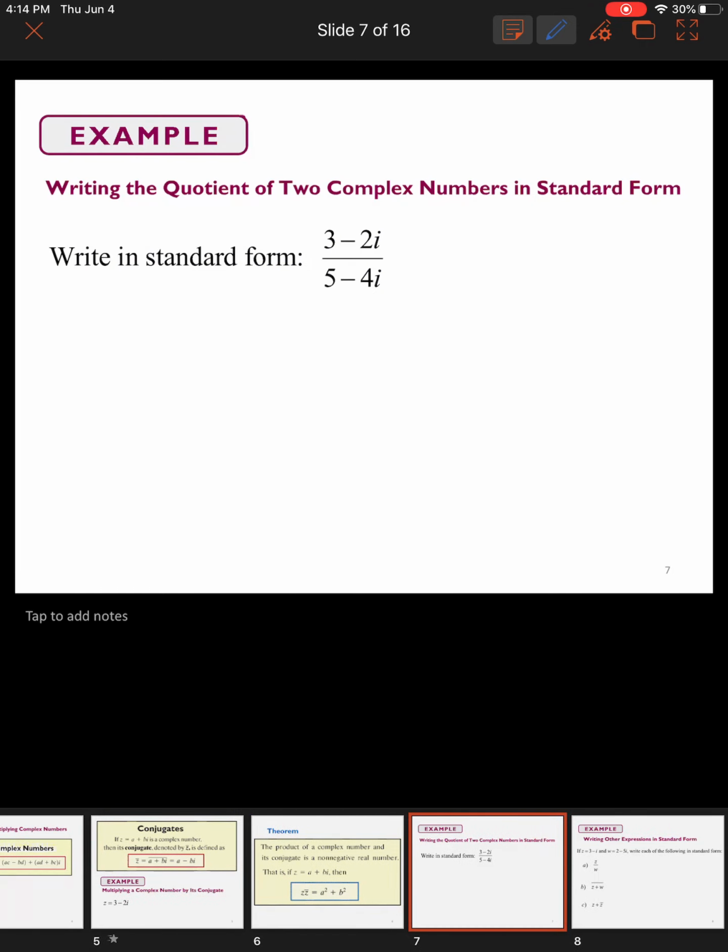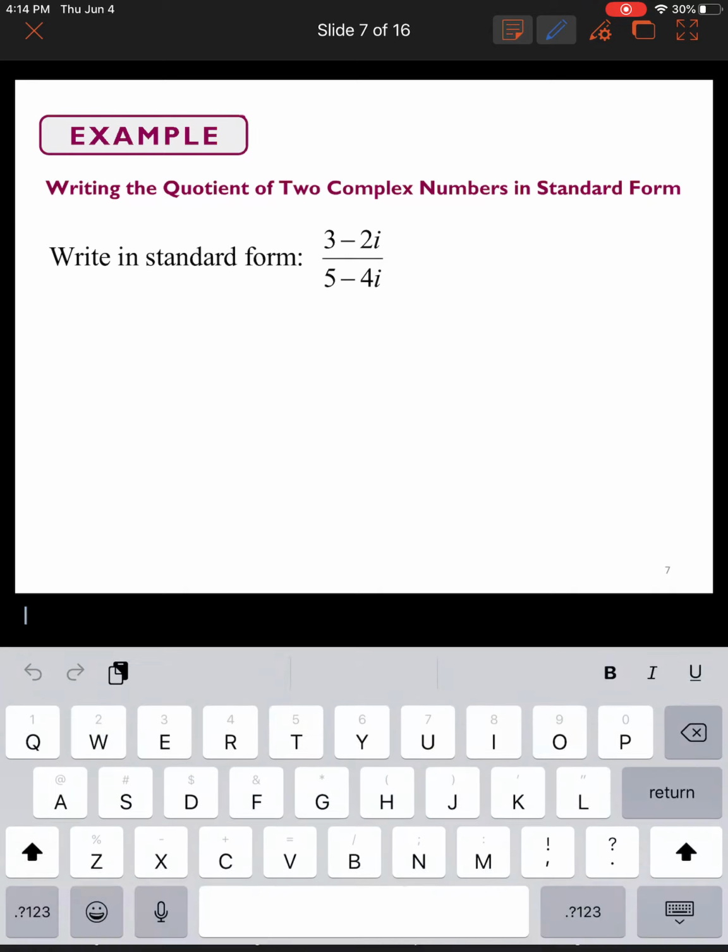All right, it says write this rational complex number in standard form. Find the quotient. All right, so here, in order to do so, this is something that you want to have in mind.